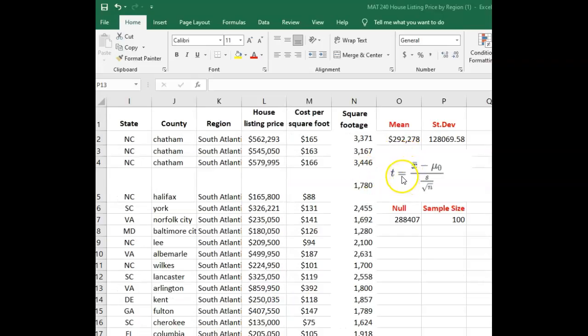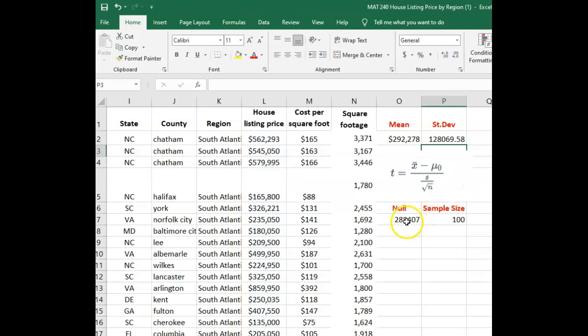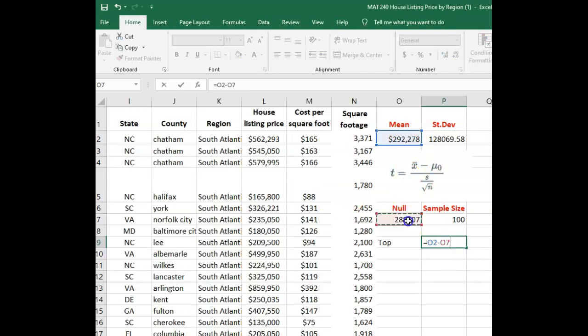So I'm going to calculate the t-test statistic here for my hypothesis test. I use equals AVERAGE to find my sample mean, and STDEV.S to find my sample standard deviation. And then here is my null hypothesis for what the population mean is for house listing price. So I take my sample mean and subtract that. That gives me the top number of my t-test statistic. So I'm just going to click on it there, that value minus my null hypothesis.